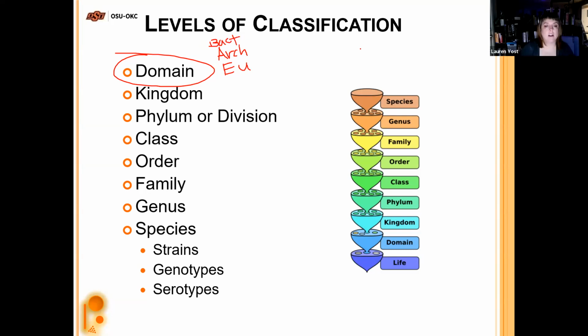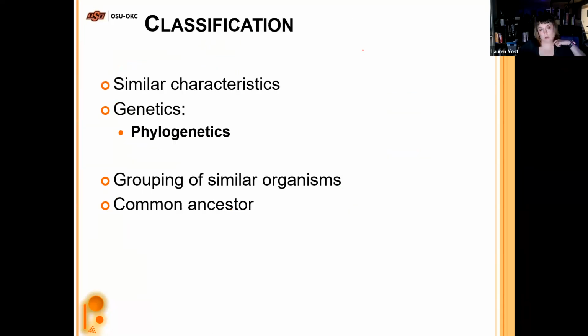So bacteria, archaea, and eukaryotes. Those are the domains, just those 3. That's all that you need to know of them. So we're going to classify them based on similar characteristics, like literally their behavior and growth requirements and stuff like that, as well as mostly genetics. And that way that we are organizing these things based on their genetics, that term for that is phylogenetics.